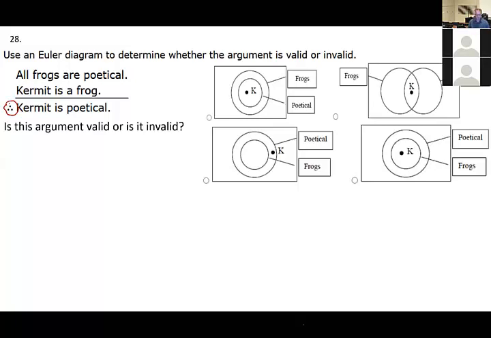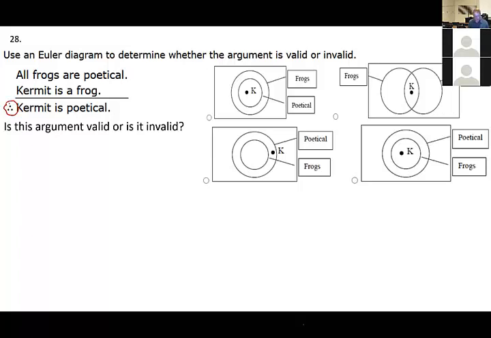The thing about a logical argument is that the two things above the horizontal line are called the premises. Those are the things you accept as being true, even if they're not true. So do you think all frogs are poetical? Well, you probably don't think that. But for the purposes of a problem, a premise is taken at face value as being true. Even if you think it's not true, we're assuming it's true. So we're assuming that all frogs really are poetical. That's an assumption we're going to make in this argument.